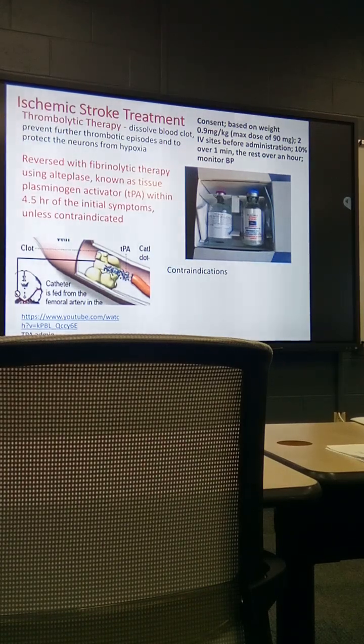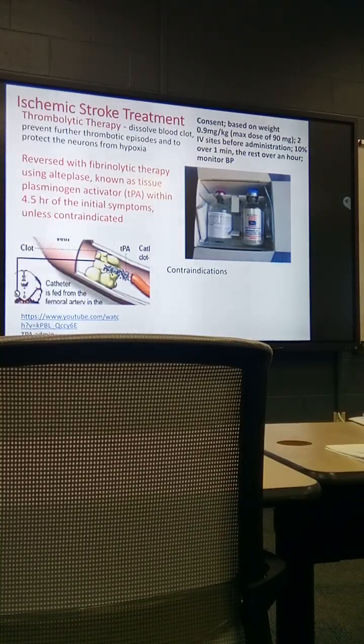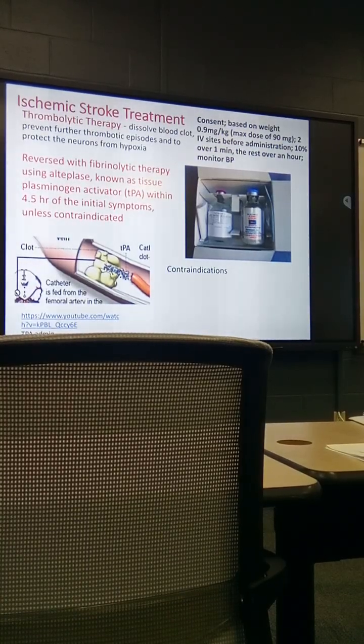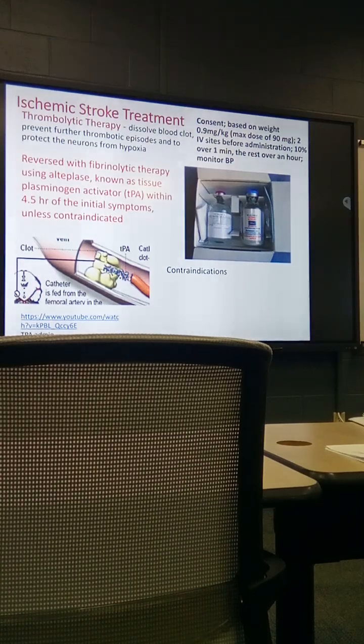So why would TPA be contraindicated? I already told you one. Bleeding. How do we know they're bleeding? There's labs. Maybe their brain is already bleeding. I just thought of another contraindication I was going to ask you about. Major surgery. So, blood pressure? No, blood pressure is probably okay. But contraindications, what else? We looked at PT, PTT, INR.